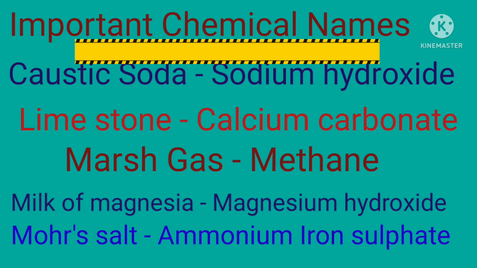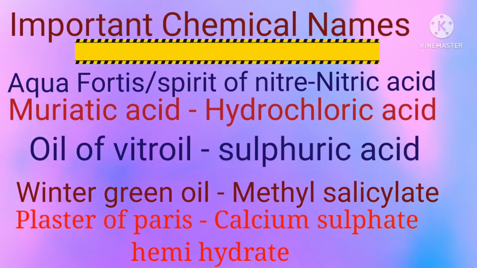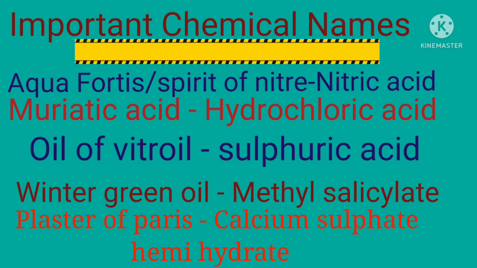Next we have caustic soda, which is sodium hydroxide, limestone is calcium carbonate, marsh gas is methane, milk of magnesia is magnesium hydroxide, Mohr's salt is ammonium iron sulfate. Next we have Aqua Fortis, spirit of nitric acid, muriatic acid is hydrochloric acid, oil of vitriol is sulfuric acid, wintergreen oil is methyl salicylate, plaster of Paris is calcium sulfate hemihydrate.